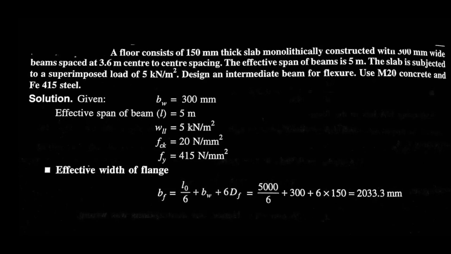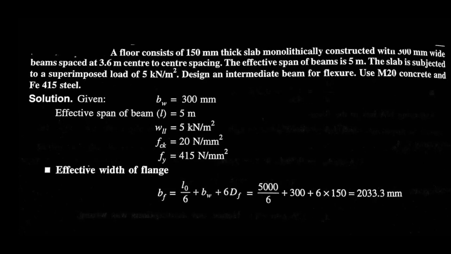A floor consists of a 150 mm thick slab monolithically constructed with 300 mm wide beams spaced at 3.6 meter center to center spacing. The effective span of beams is 5 meter. The slab is subjected to a superimposed load of 5 kN per meter square.